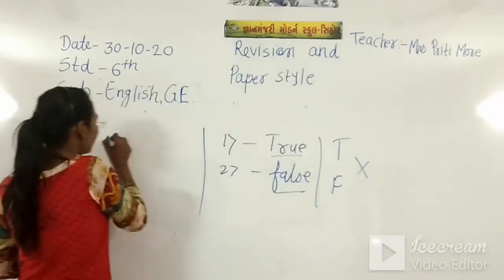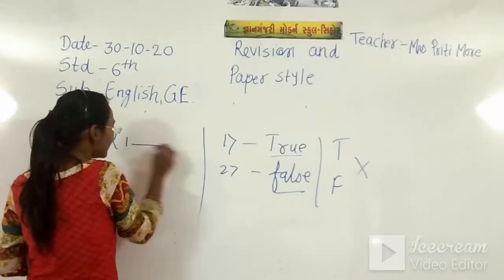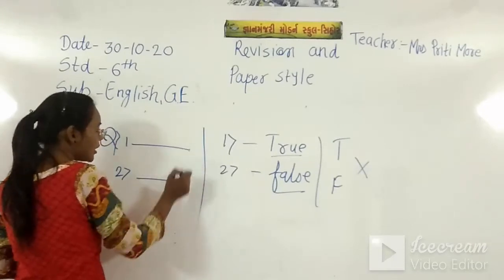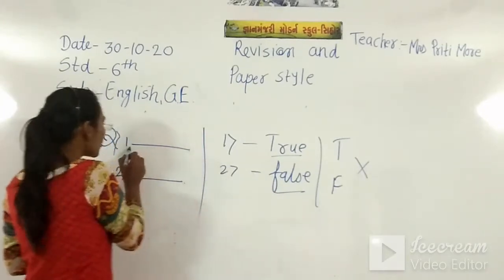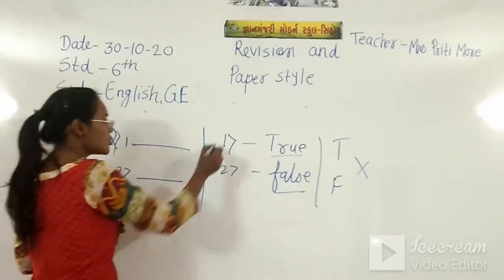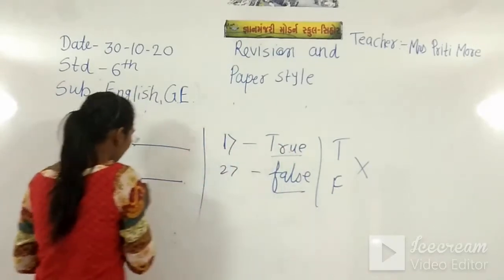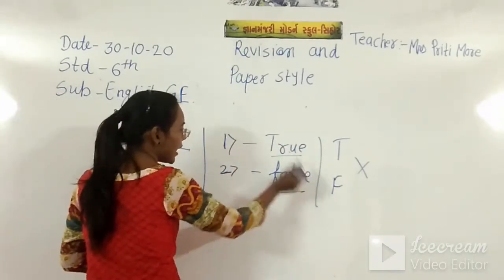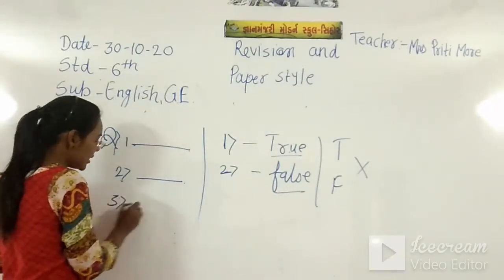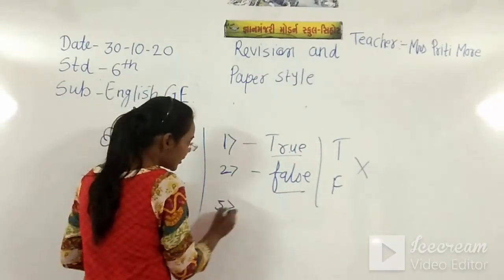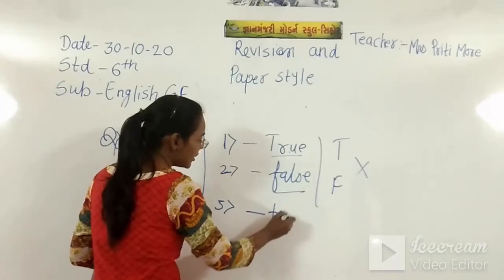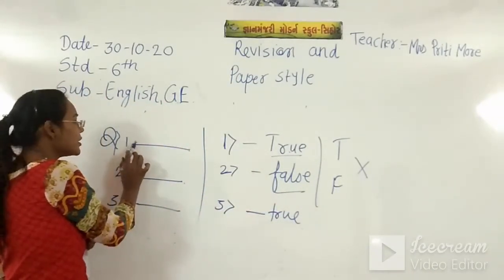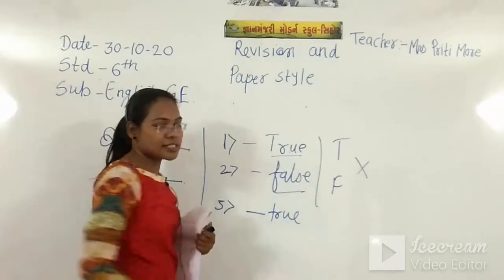So here, if question number 1 sentence is written, 2 sentence is written, and we have to write true and false. So if sentence 1 is true, put number 1 and write here true. If sentence 2 is false, write 2 number and write false. If sentence 3 is true, write 3 in your answer sheet and write here true. Like this you have to write. Don't repeat this sentence in your answer sheet.